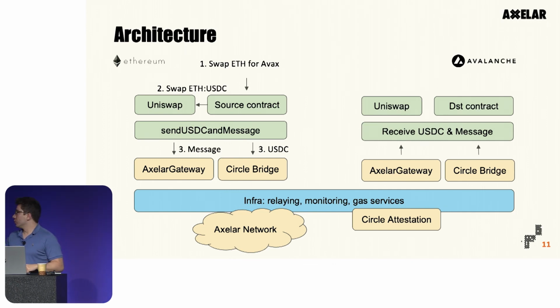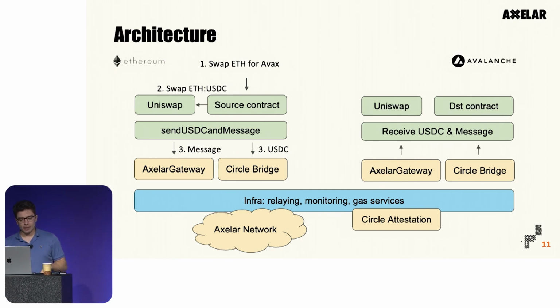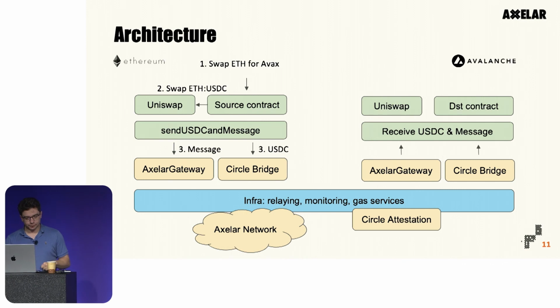And subsequently, you can call this interface that we exposed, which is a send USDC and a message. And this interface will take the USDC. It will take the message that you want to execute on the destination chain. And in this case, the message will be, now take this USDC, again, route it to the destination chain being Avalanche, and then swap it on Avalanche for the destination asset.